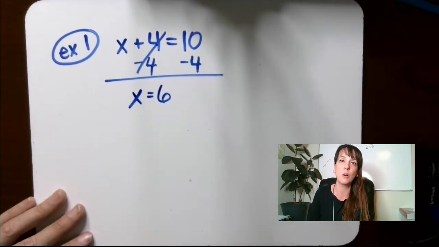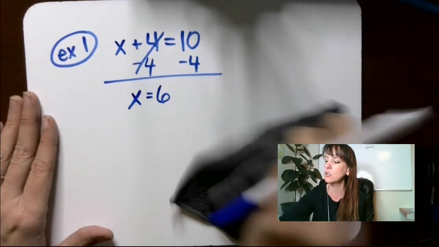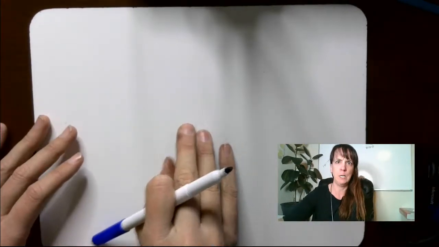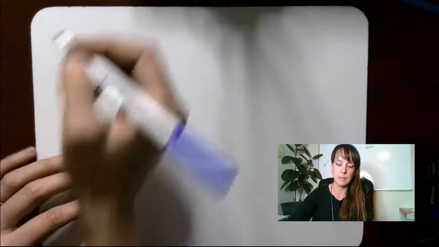This is you showing your work, my sweet and precious angels. I need to see it. I can't just have you write 6. No, and you always have to write x equals, right?